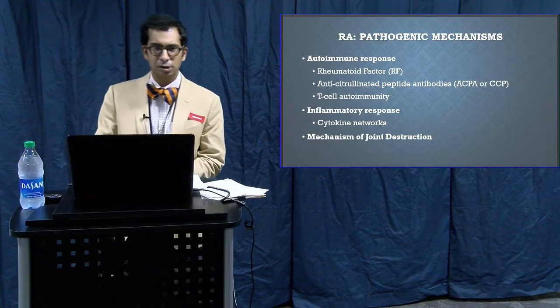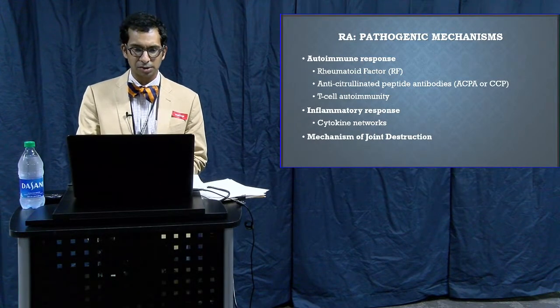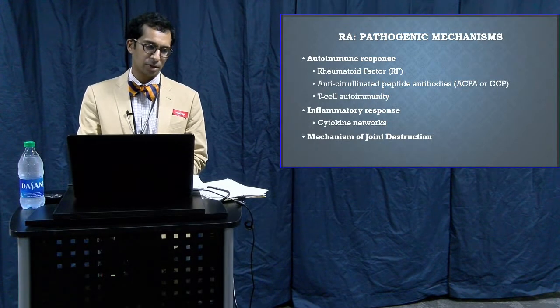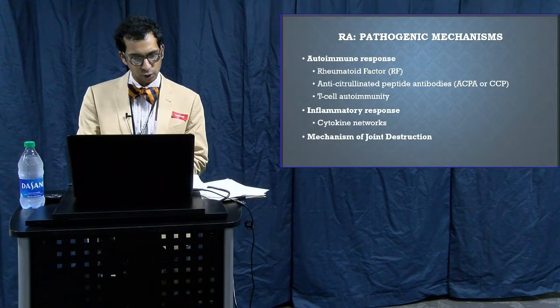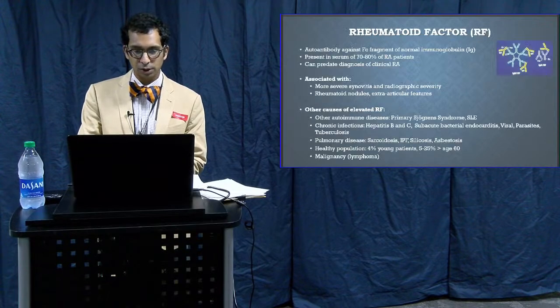Okay, changing gears just a little bit, I wanted to highlight briefly some of the pathogenic mechanisms as they relate to rheumatoid arthritis, and I've broken this down into three components: the autoimmune response, the inflammatory response, and then talking briefly about mechanisms of joint destruction.